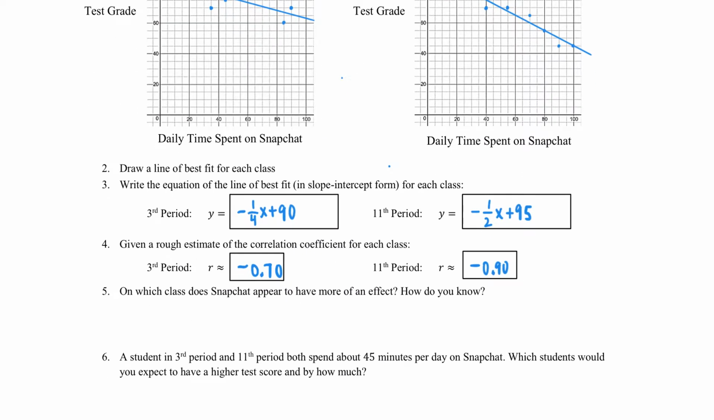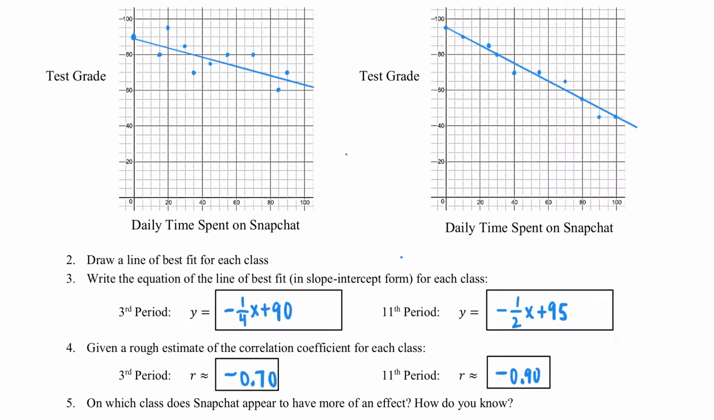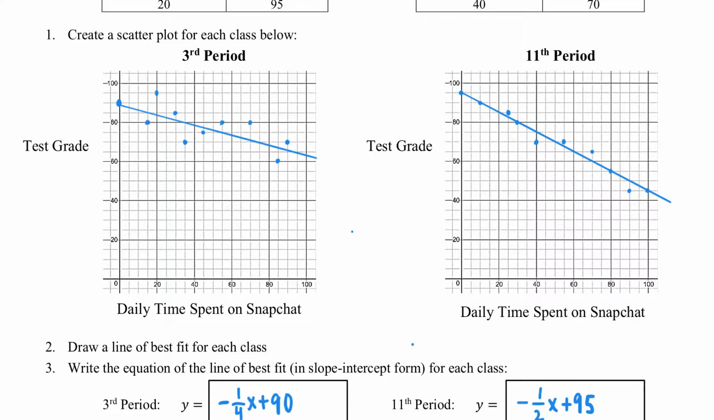On which class does Snapchat appear to have more of an effect? How do you know? I would say 11th period for two reasons. The first reason is that the line of best fit actually fits the data points better. Regardless of that, this slope is more steep, and it shows that people over here are scoring in the 40s and 50s, whereas people over here for third period are scoring only down in the 60s.